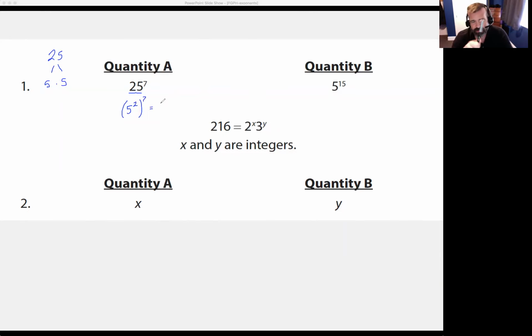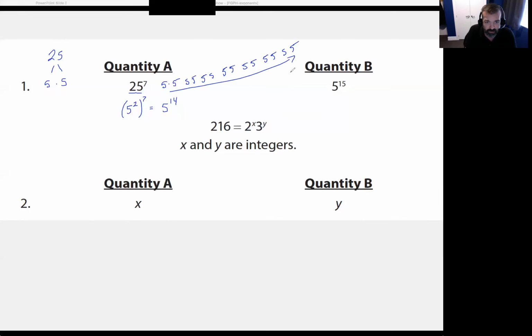Those of you who've been doing your studying, 5 squared to the 7th power, how many 5s do you end up with? I end up with 14 5s. All right, 5 to the 14th power. And actually, you can rewrite that, by the way. If you want to keep going with the exponents, it's 5 squared 7 times. So 5 times 5, that's the second time, the third time, the fourth time, the fifth time, the sixth time, the seventh time. You can expand it out, and you'll see that you have 14 5s.